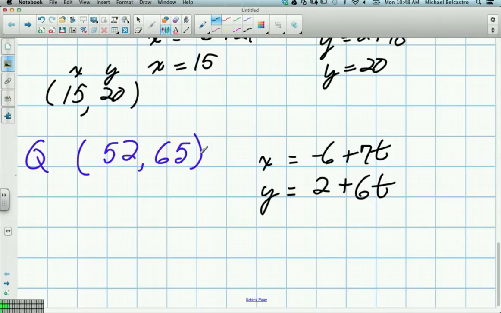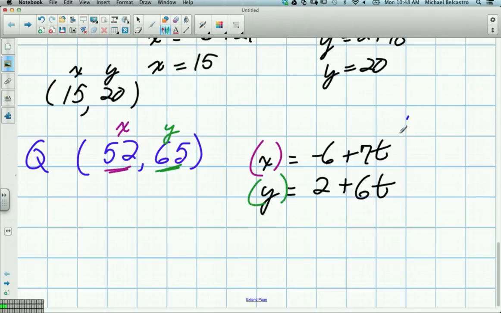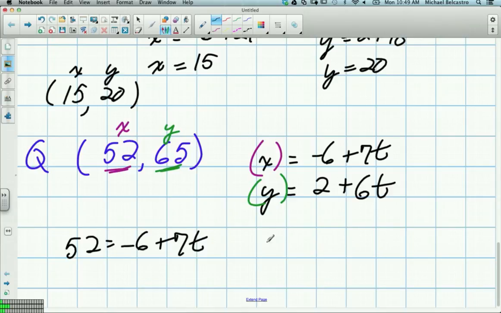Once in this form, we're going to use these values here, this being our x coordinate, to replace x, and this being our y coordinate to replace y. In order for this to be on that vector, our parameter t must be equal in both situations. So we are going to find a value of t. If they're not equal, that means this is not a coordinate on this specific vector. So let's plug these values in and find out. 52 is equal to -6 plus 7t. And 65 is equal to 2 plus 6t. We're going to solve for t in both equations.